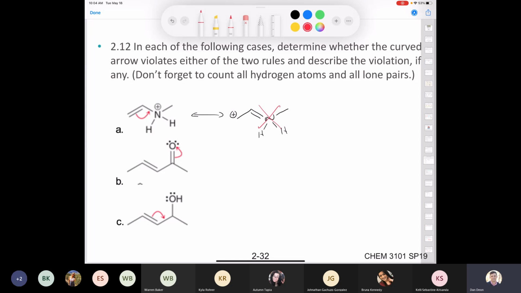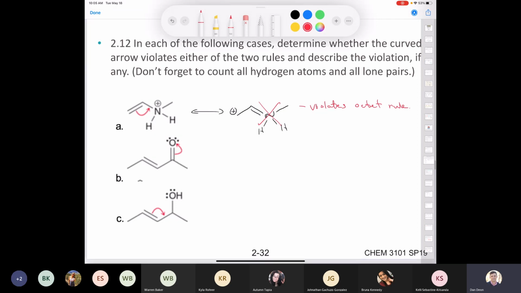What about B? Is there a violation here? Yeah, so I'll write that down, Jonathan. So violates octet rule, absolutely. What about the second one? Is there a violation in the second one? Absolutely, Benjamin. No violation whatsoever. Right? There's no problem here. Okay, if we draw the resonance contributor, you'd get this. You'd have a negative charge on the oxygen, a positive charge over here. I'll draw my resonance brackets. There we go. And what about the next one?